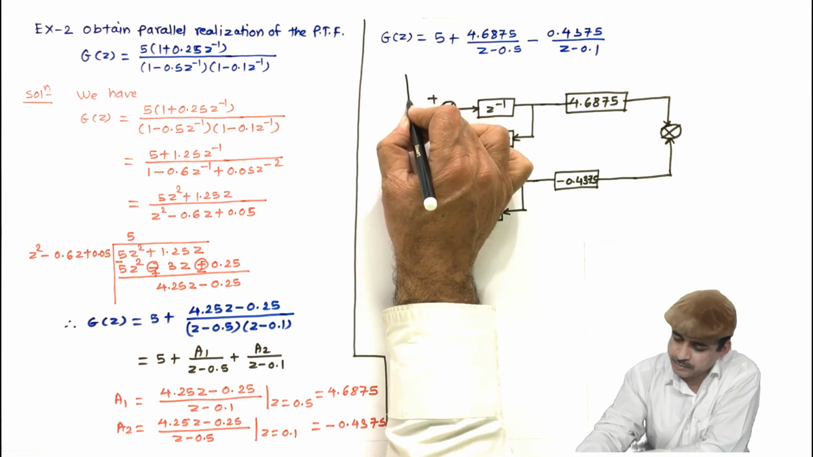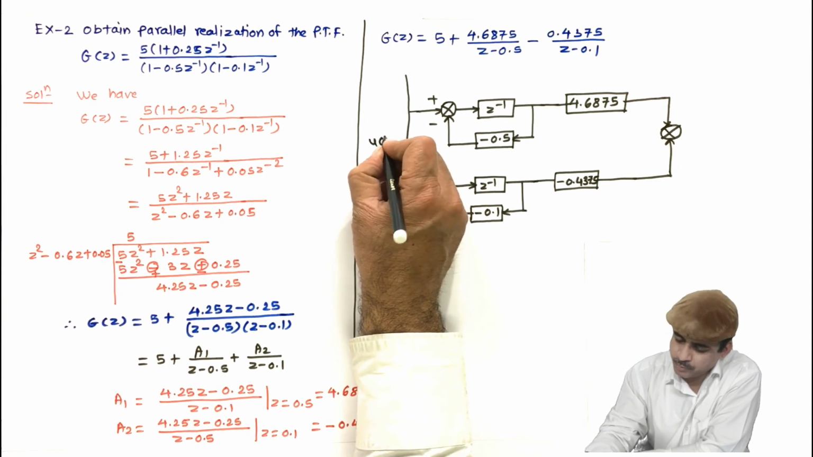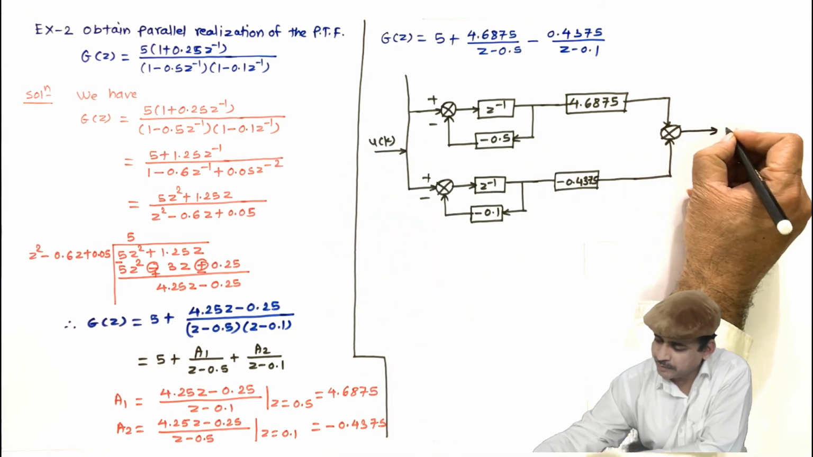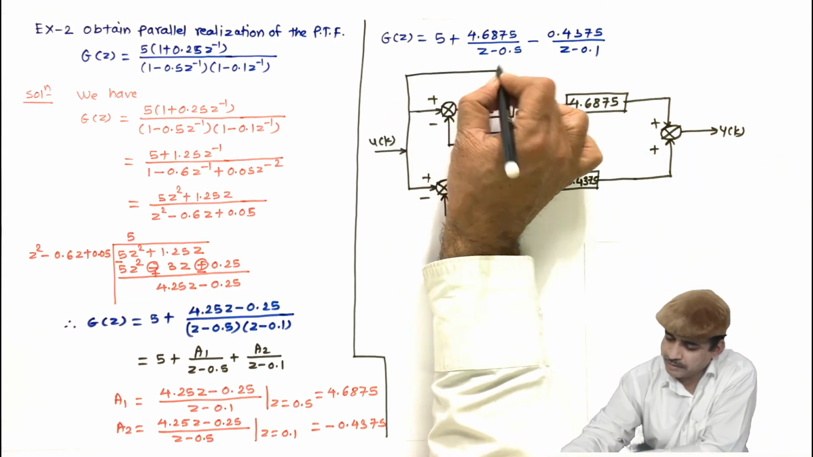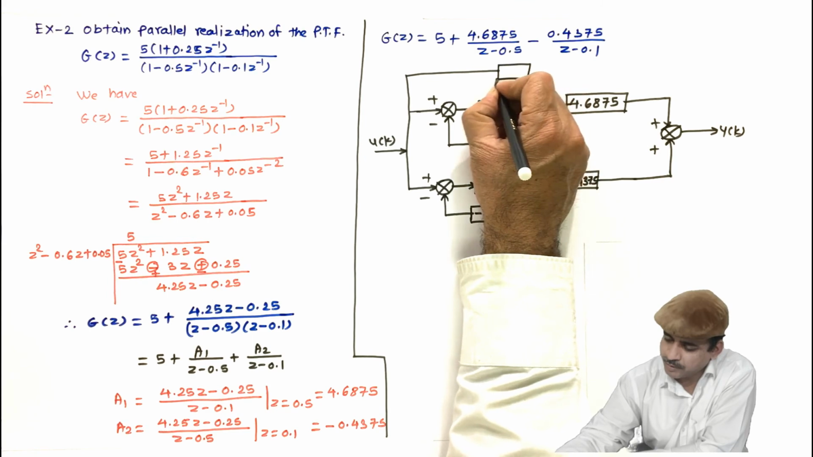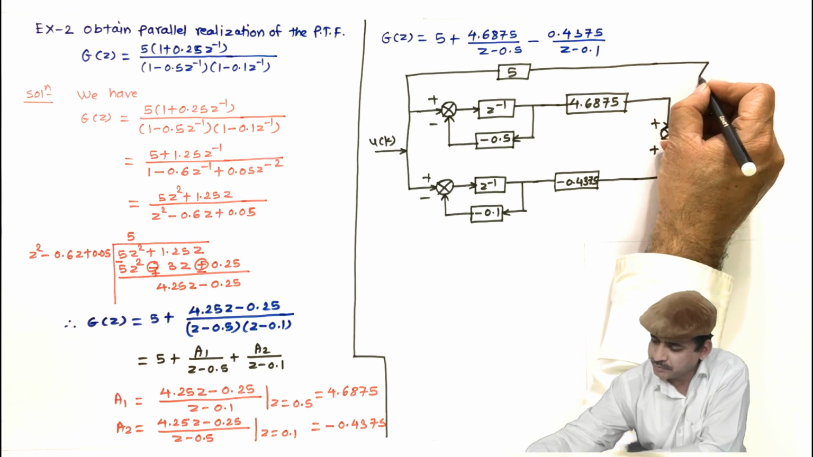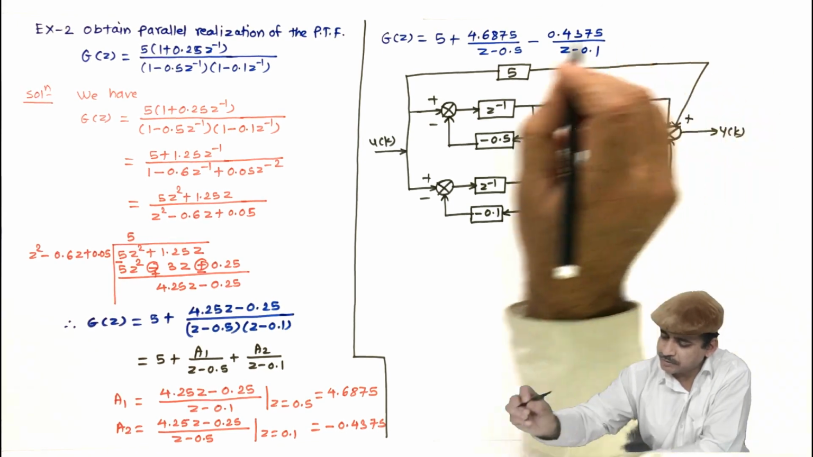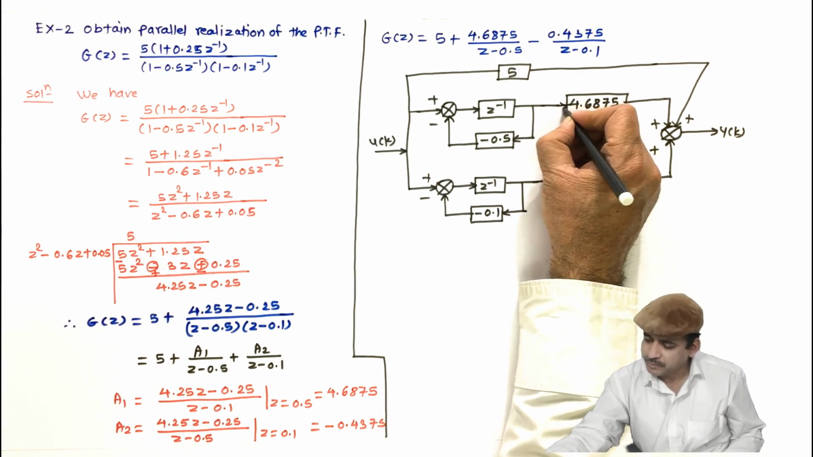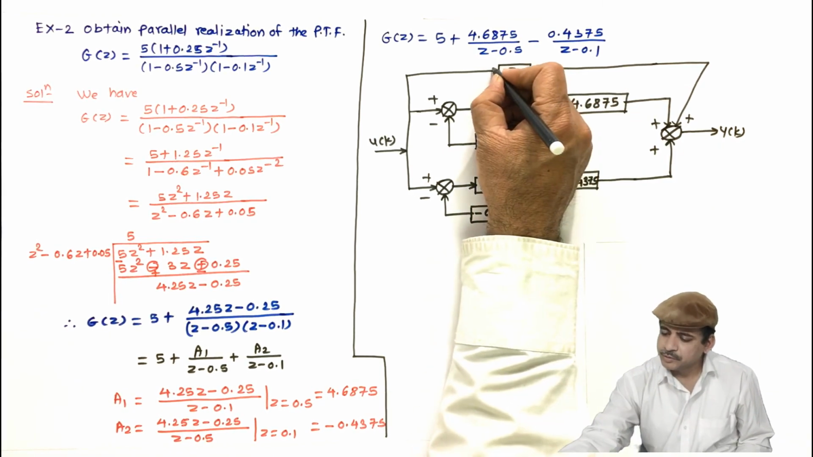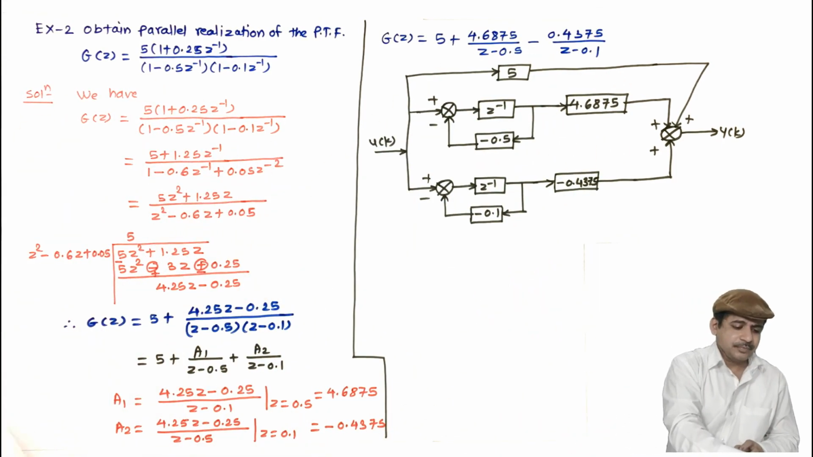So first let us connect this to u of k, and here I will get y of k plus, and this 5 will come directly from input side to output side, because this 5 does not involve any z. Plus. Just cross verify. Yes, it's okay. So this is the parallel realization of the second example.